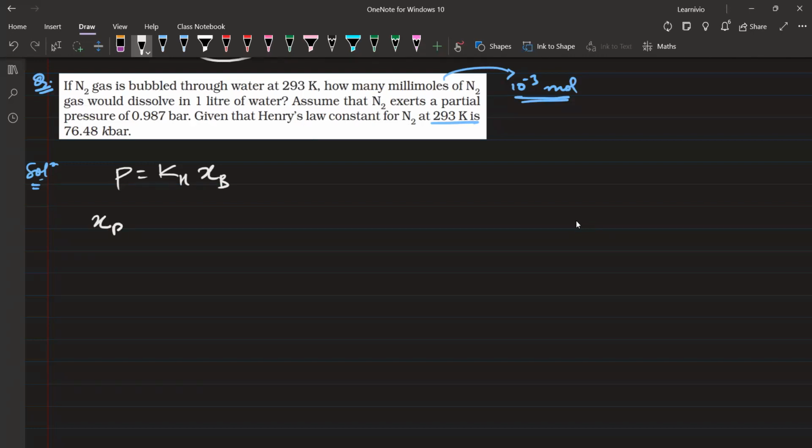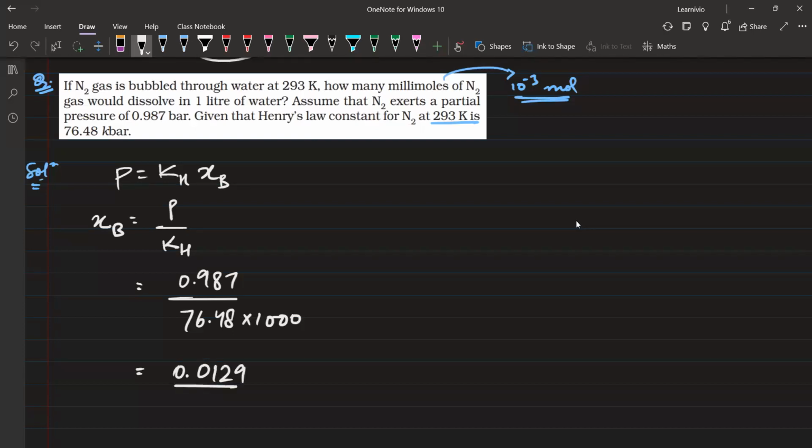So chi b will be equal to P upon kH. P is equal to 0.987 divided by 76.48 into 1000. Right? Yes or no? So this is the value that we are having. Approximately speaking, what will this come to? This value is coming out to be 0.0129, you can divide by 1000. So this will be equal to 1.29 into 10 to the power minus 5. So this will be the mole fraction.